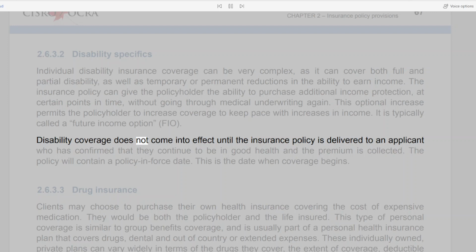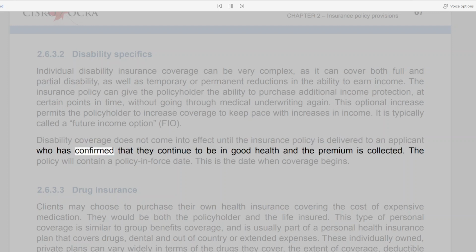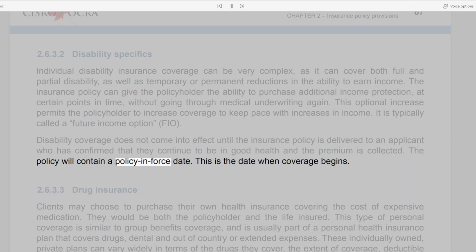Disability coverage does not come into effect until the insurance policy is delivered to an applicant who has confirmed that they continue to be in good health and the premium is collected. The policy will contain a policy in force date. This is the date when coverage begins.